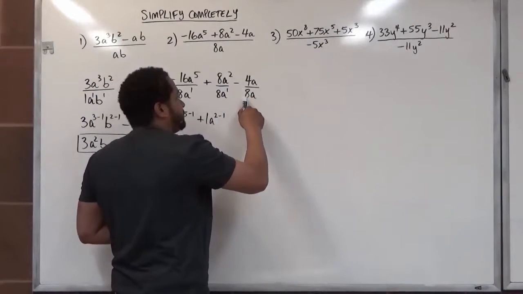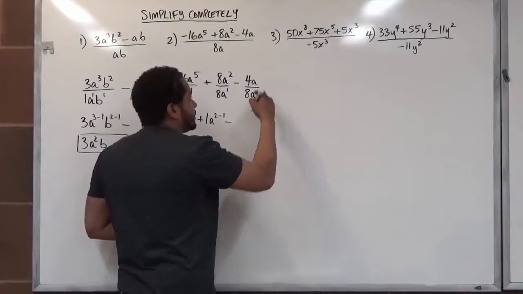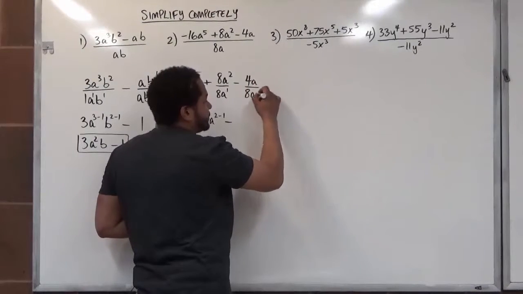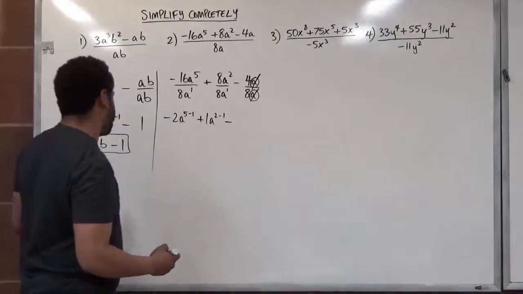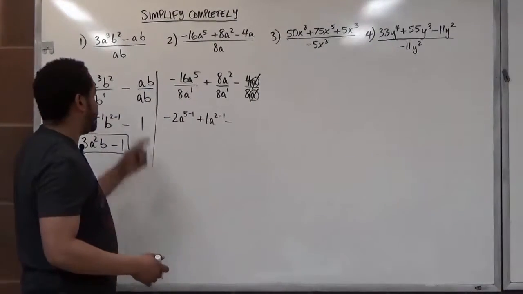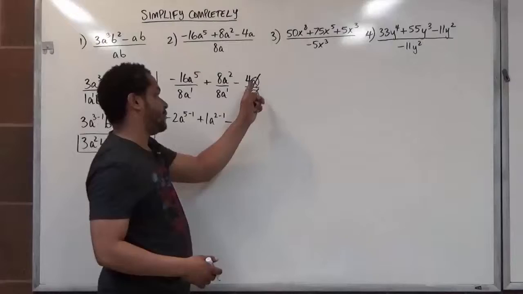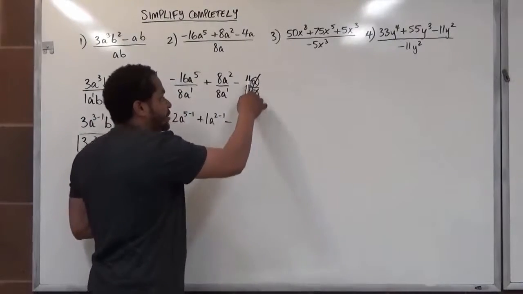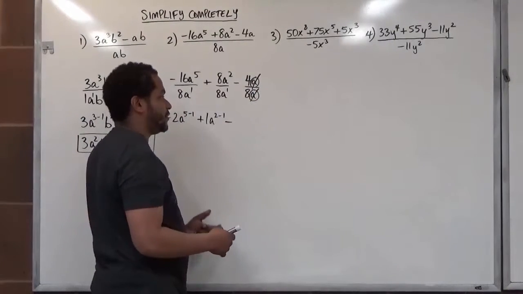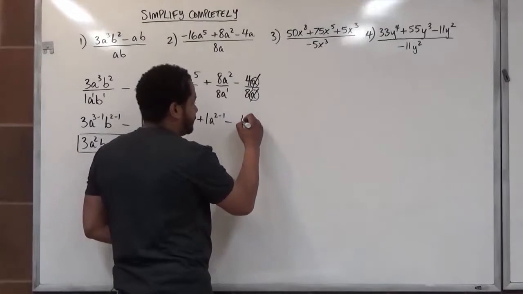Negative 4a divided by 8a, in which a reduction occurs. Since the a's are common, they just go away. They have the same power. It's just the same as dividing 5 by 5, or ab over ab. Those just go away while the numbers remain. And the 4 and the 8 have a common factor, which is 4, and it reduces to 1/2.